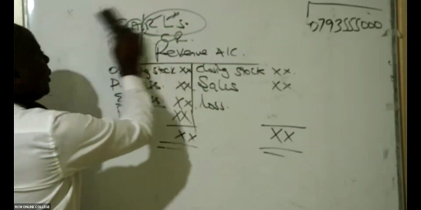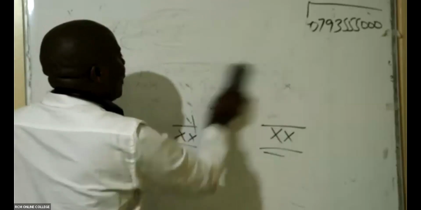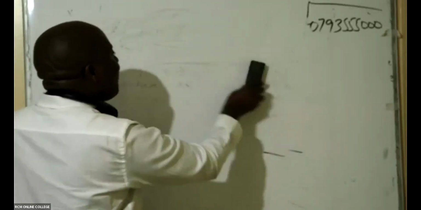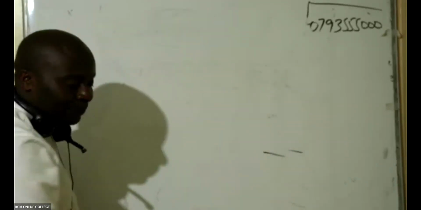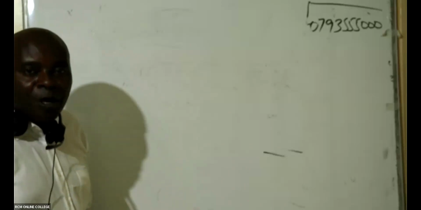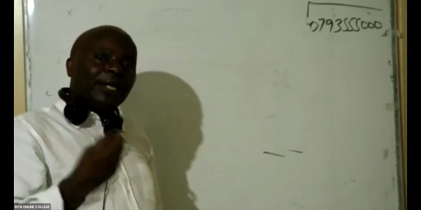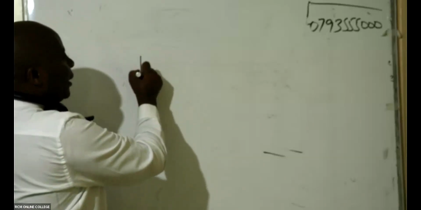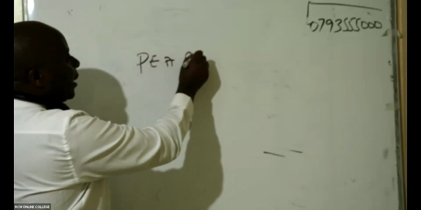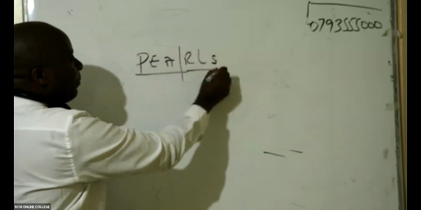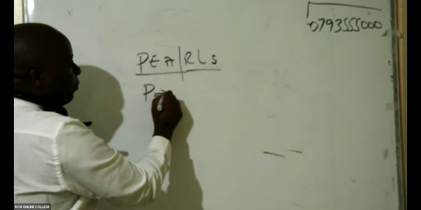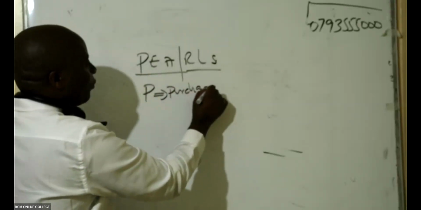Somebody is asking a question on these pairs. Allow me to repeat pretty fast. So whenever we talk about pairs, it's an acronym that will be helping us to appreciate the double entry pairs. It will be enabling us to appreciate the double entry. So P stands for purchases.